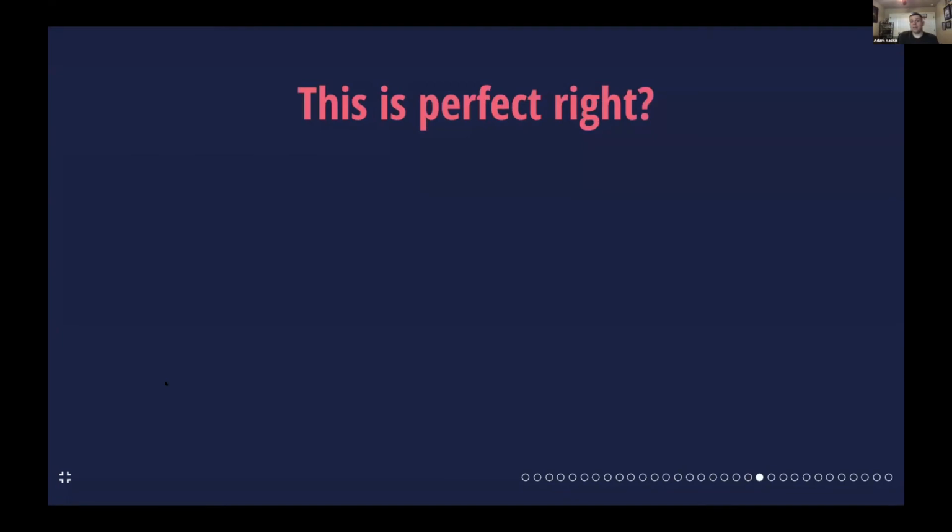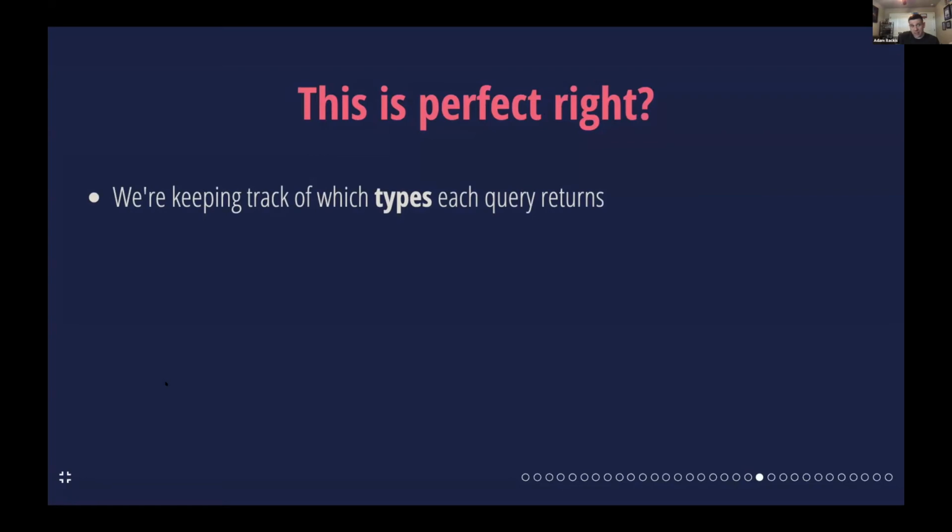So awesome, right? This is perfect. We're done, right? That's the end of the talk. This is perfect. Use this. We keep track of the types that each query returns. Unfortunately, even this isn't fail-safe. You can have a situation like this.